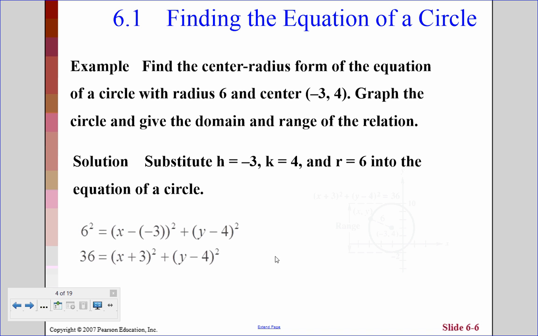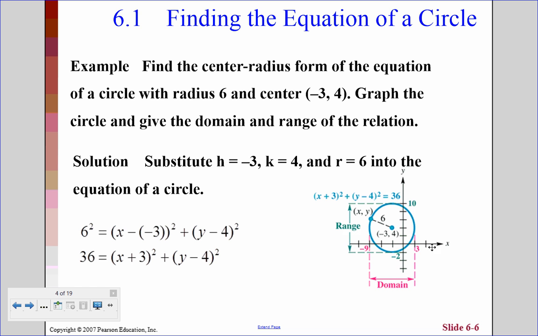And it looks something like this then. We get r squared, 6 squared, and then we have the minus 3 here for the x value. Minus 3 becomes a plus 3, and then the positive 4 becomes minus 4. Now why they do it like that, if you graph where this center is, it's here at negative 3, positive 4.